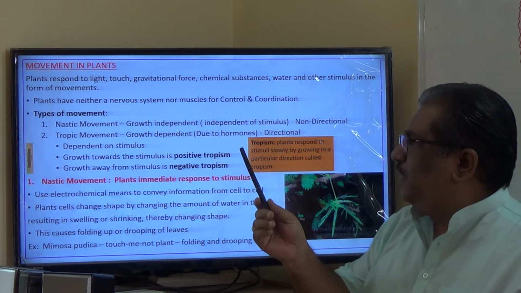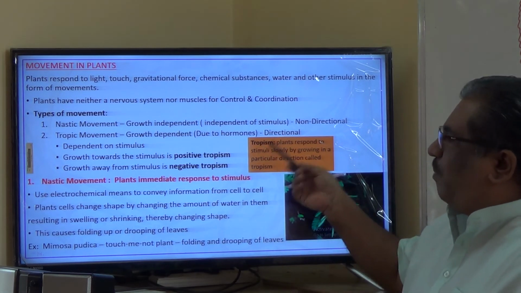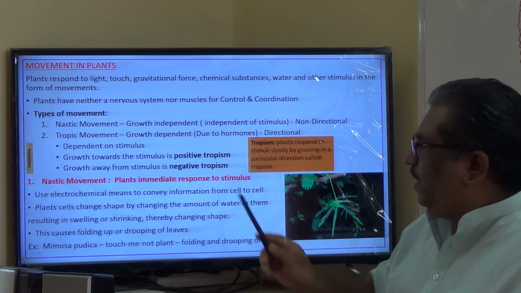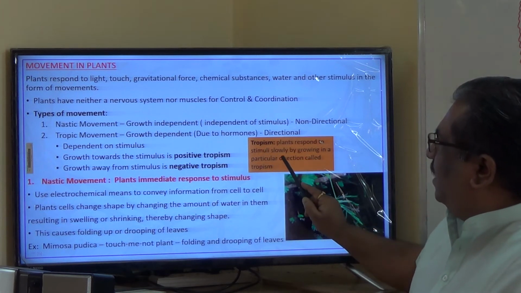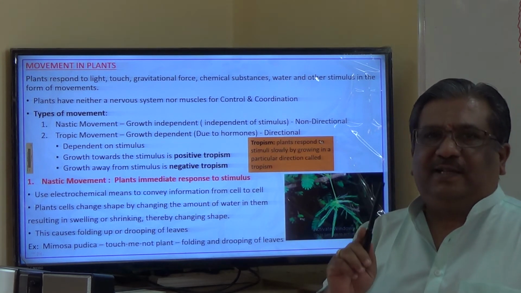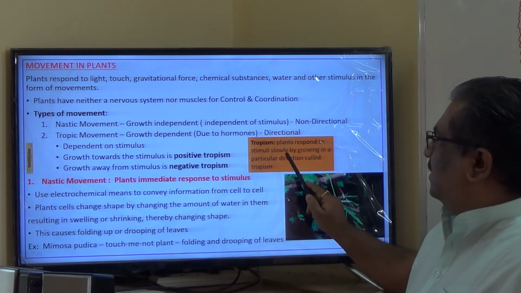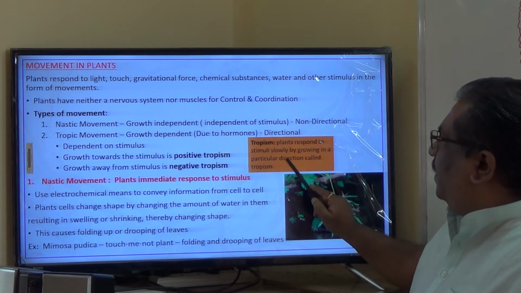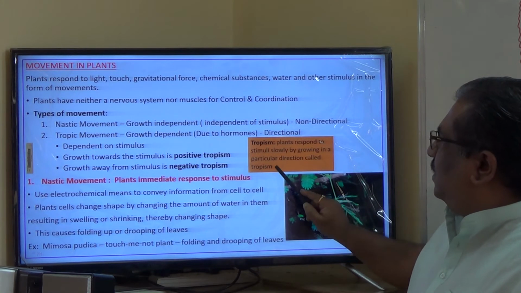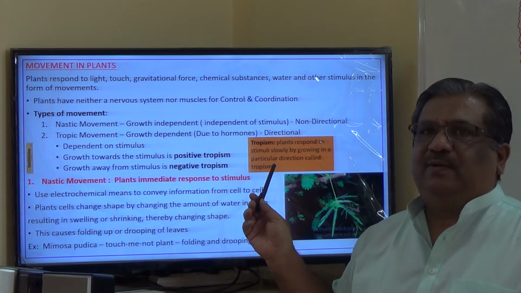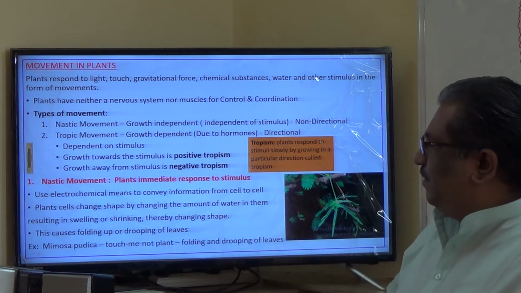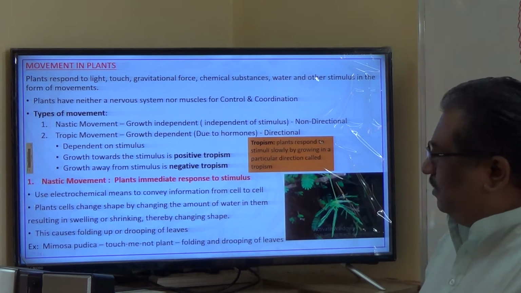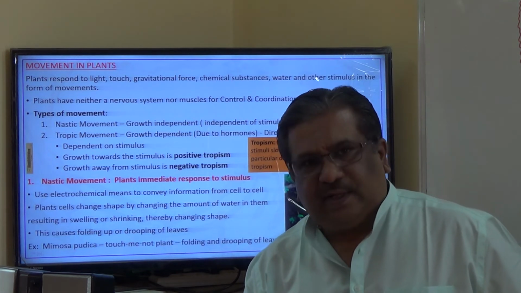And also a question may come to you: what is tropism? Very important. See here, tropism refers to the tropic movement. First of all, it is the plant's response to the stimuli. Here I want you to take note of a keyword: slowly. So the plant's response to the stimulus slowly, by growing in a particular direction, is called tropism. Okay, note down this definition and make sure that you know it very well. Is it clear? So some of these points are to be noted down, including the tropism part. Okay, fine. We'll go to the next slide now.